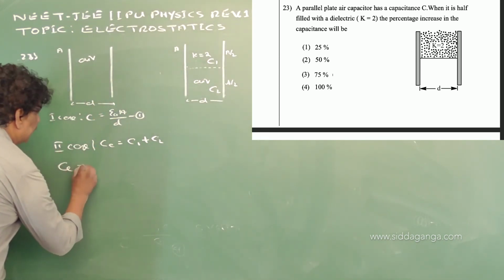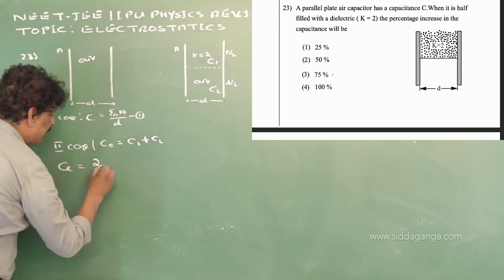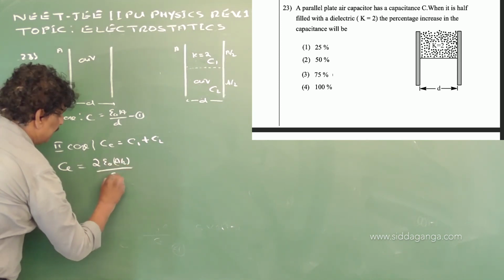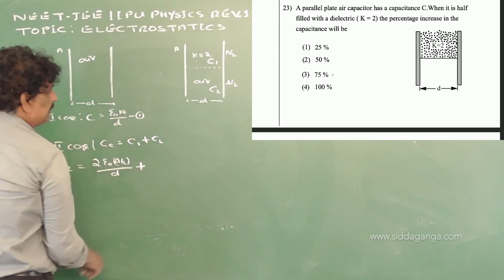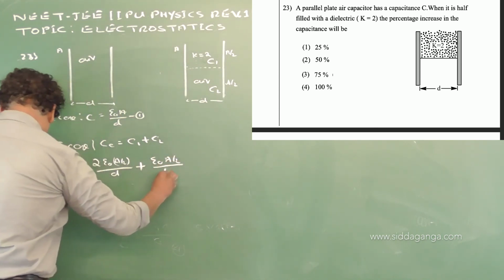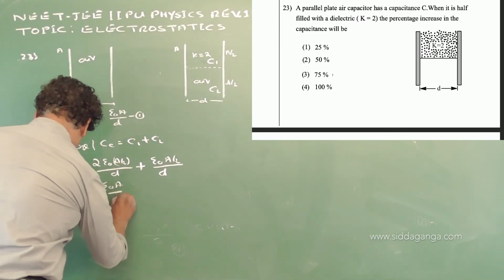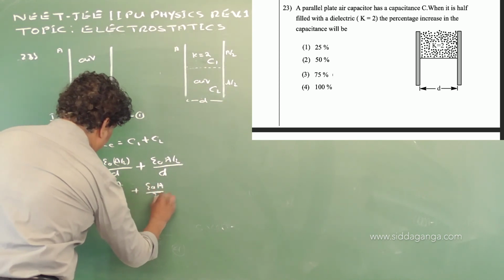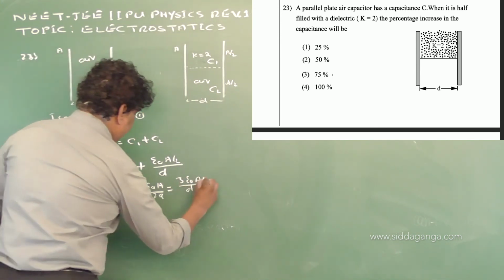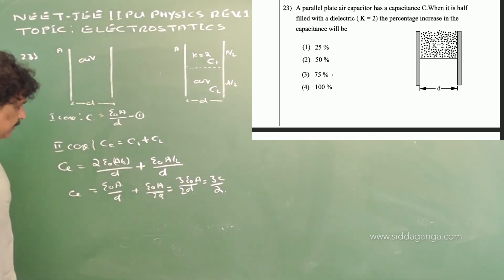Now CE is equal to, here this capacitor, K is equal to 2, epsilon naught A by 2 by D, plus this is epsilon naught A by 2 by D. That CE is equal to epsilon naught A by D plus epsilon naught A by 2D, that is equal to 3 epsilon naught A by 2D, that is equal to 3C by 2, the effective capacitance.